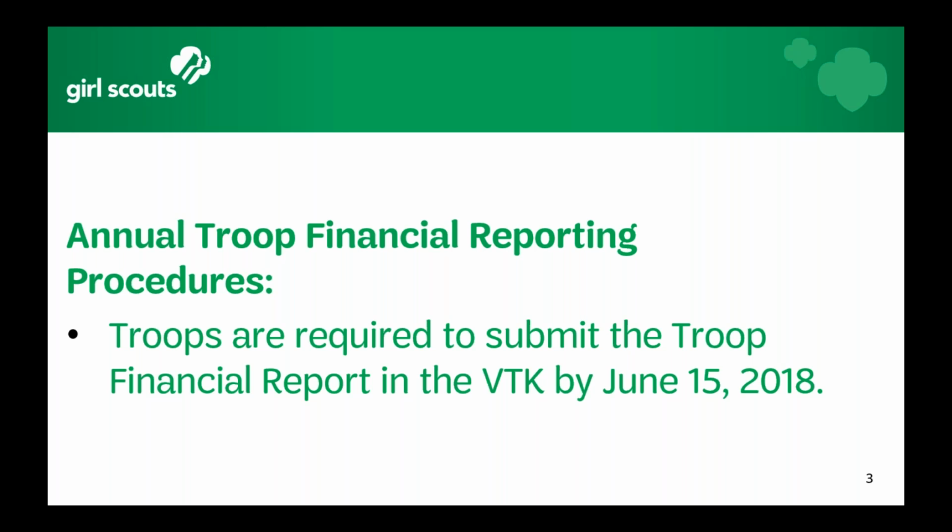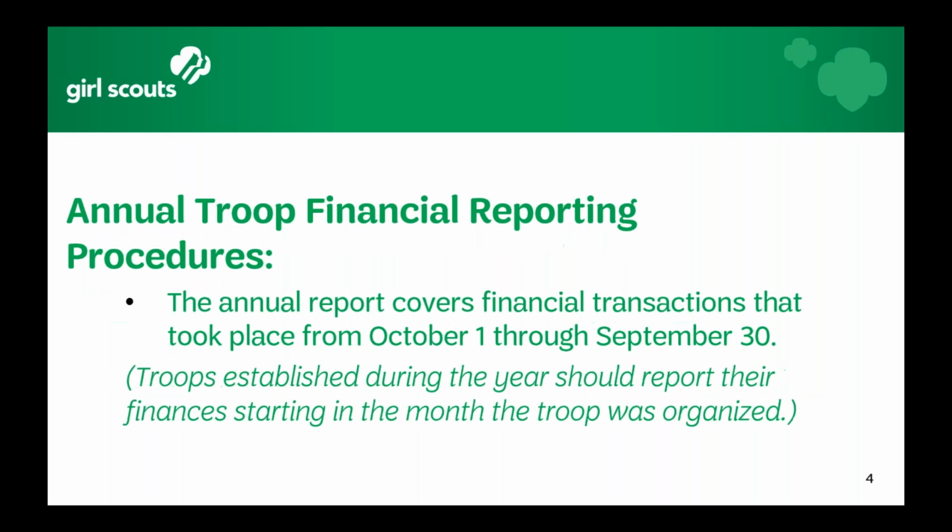Okay, and that information needs to be in by June 15th of next year. So we'll talk a little bit more about how you update that information as we go on through the process. The other thing, the annual report covers your financial transactions that took place between October, the start of the new year, all the way until September of the final year. We know that it's kind of weird for that.